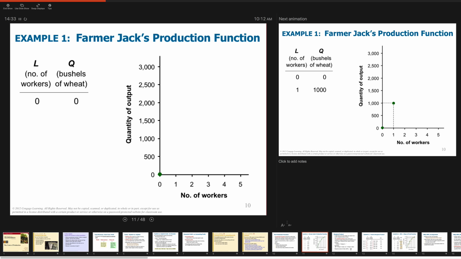Apparently Jack cannot farm for himself. He had polio as a child. He just can't physically do it.